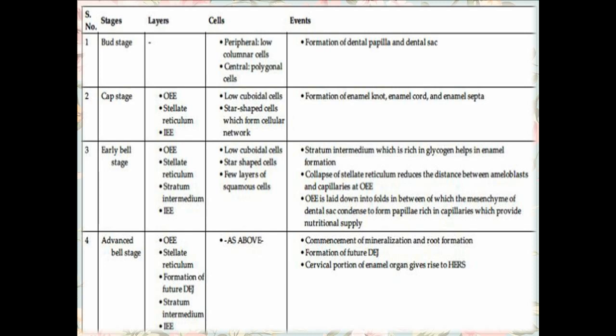Coming to the advanced bell stage, we see outer enamel epithelium, stellate reticulum, formation of future dentino-enamel junction, stratum intermedium, and inner enamel epithelium. The commencement of mineralization and root formation is seen in the advanced bell stage. We see formation of the future dentino-enamel junction, and the cervical portion of the enamel organ gives rise to Hertwig's epithelial root sheath, which forms a future root.